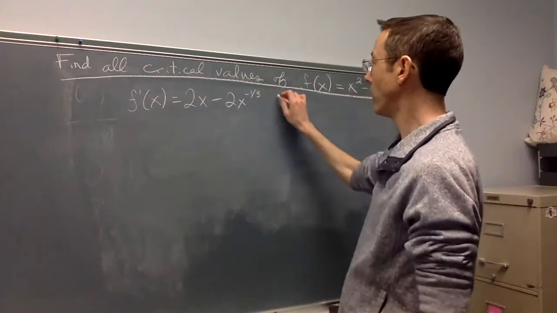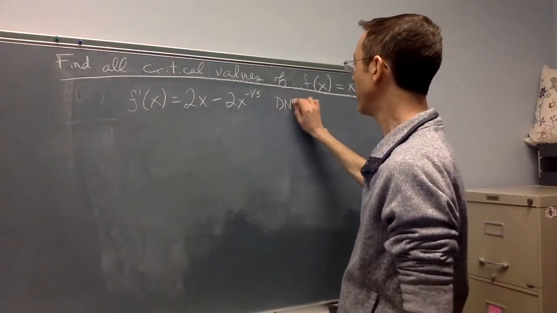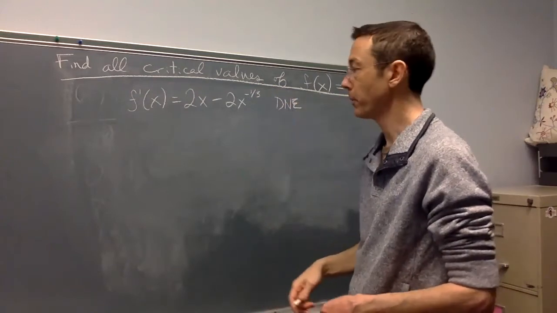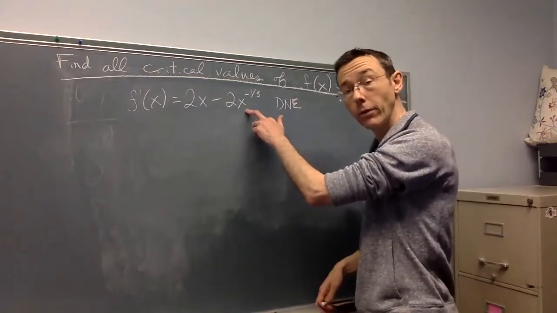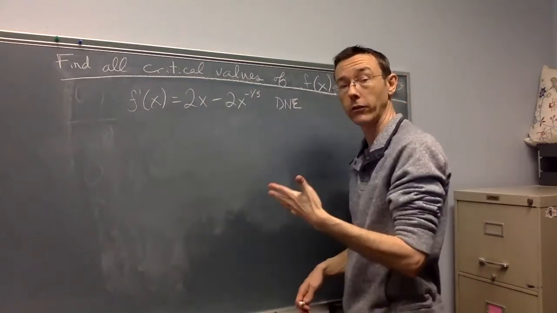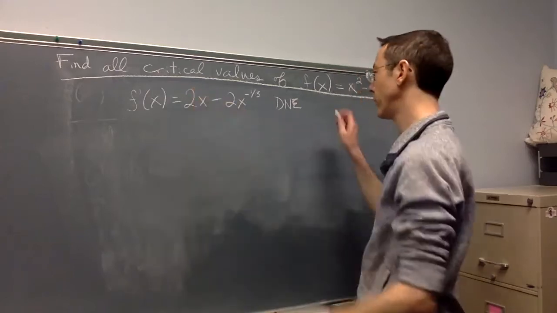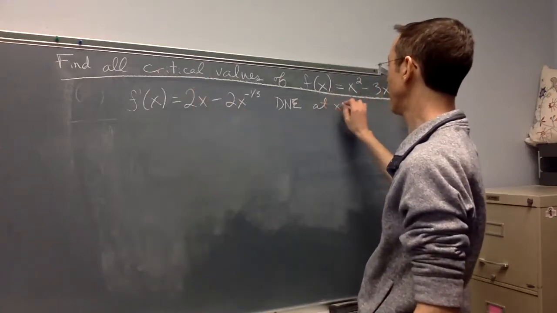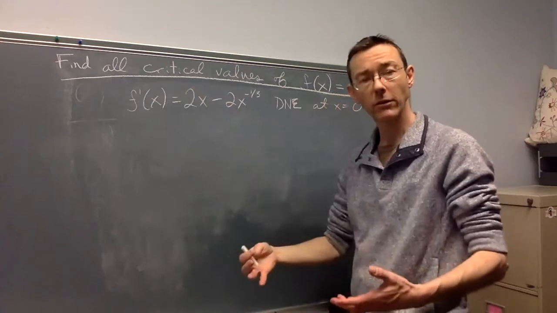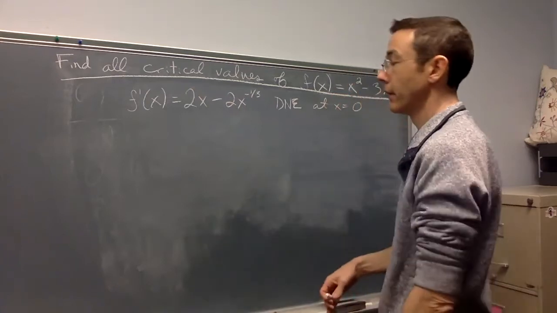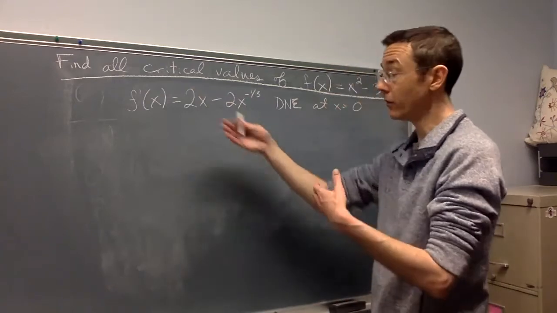Okay, so right away, I see a value where this derivative does not exist. Because x to the negative 1/3 is 1 over x to the 1/3, this will not exist when x is 0. Can't divide by 0. Great. Now we need to know where the derivative is equal to 0.